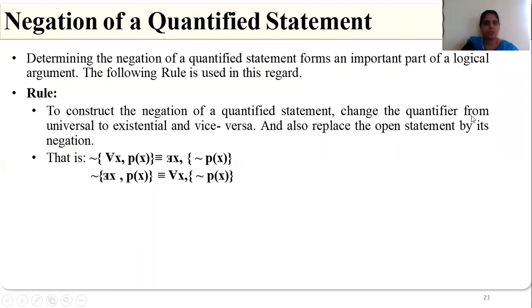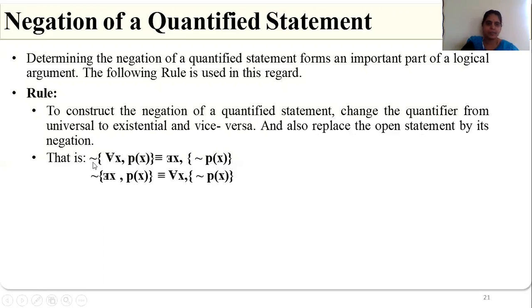statement, change the quantifiers from universal to existential or vice versa. That means if there is a universal quantifier, then change it to existential. If it is existential, then it should be universal. And also replace the open statement by its negation.